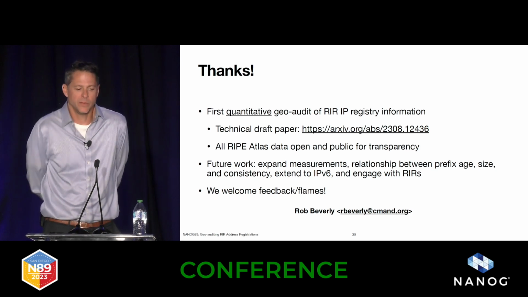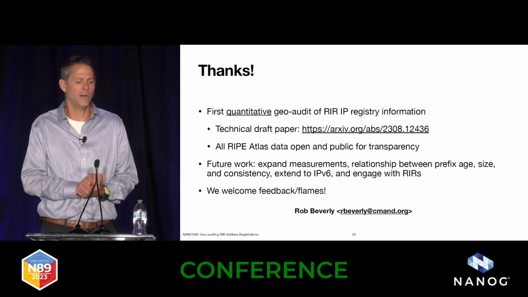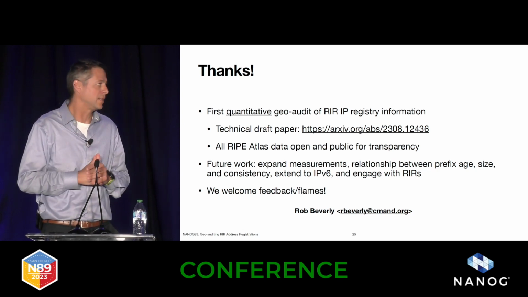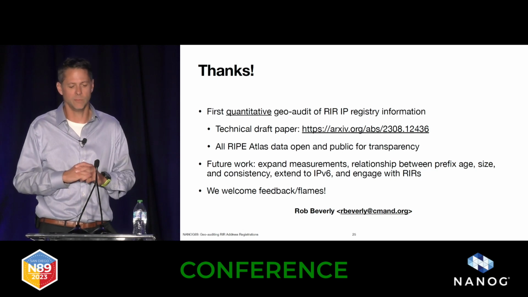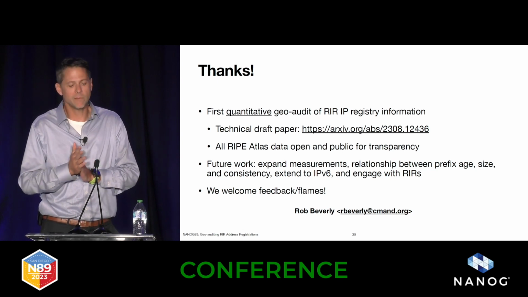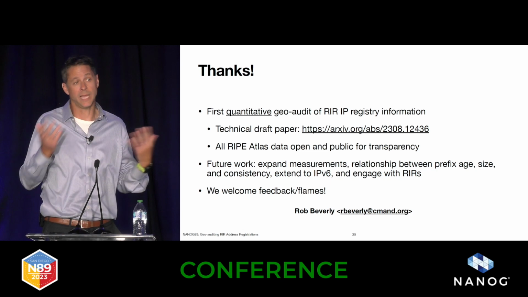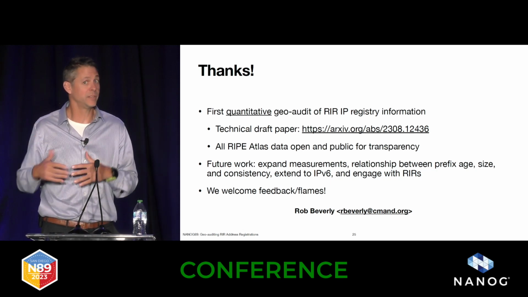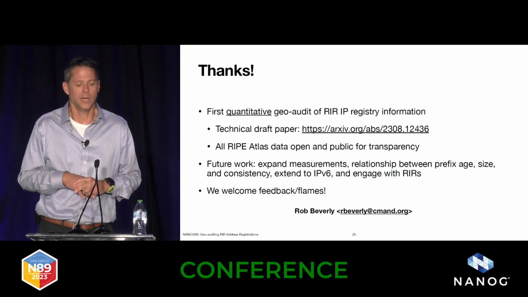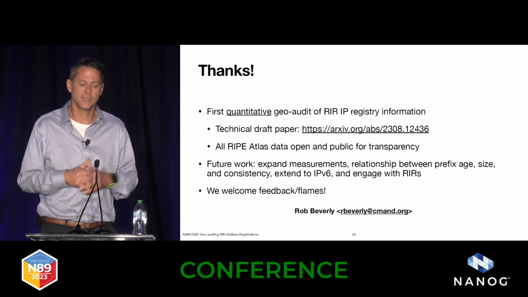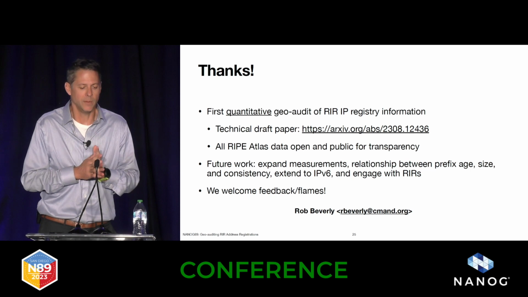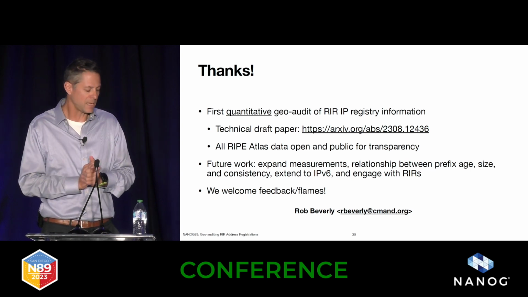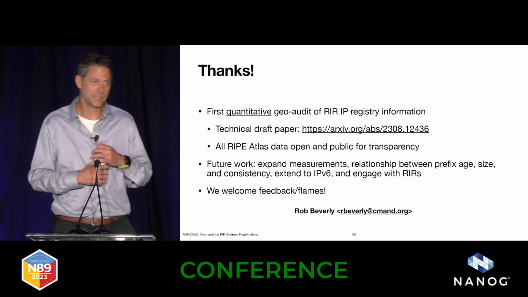This work is the first quantitative geo-audit of RIR IP address registries. In the future, we're going to do things like expanding the measurements, as I referenced. We're looking right now at some of the relationships between the age of the prefix, which is not always easy because some of the registries don't have that information, the size of the prefix, consistency, extend this to V6, and we're engaging with the different RIRs, and certainly welcome any feedback or flames. So thanks a lot.